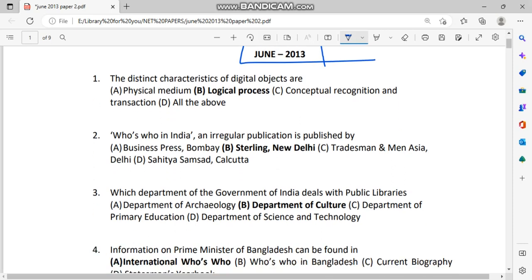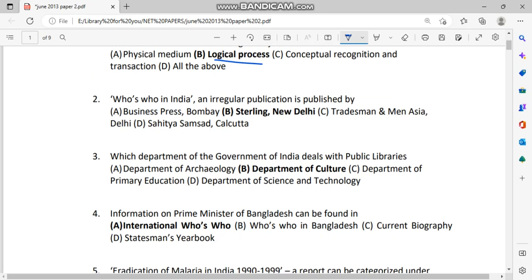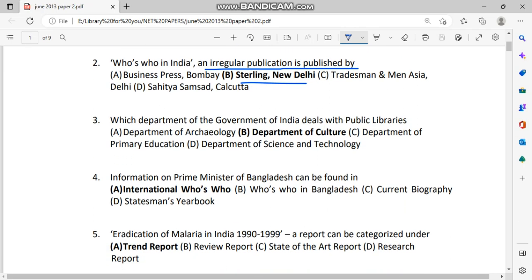The distinct characteristic of digital objects are logical processes. Who's Who in India? An irregular publication is published by Sterling from New Delhi. Which department of the government of India deals with the public library? That is Department of Culture.